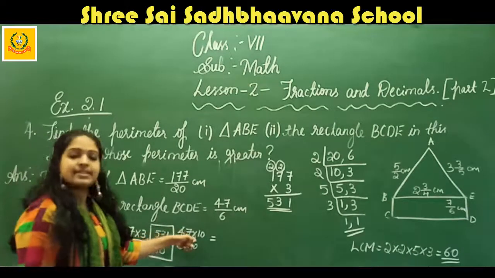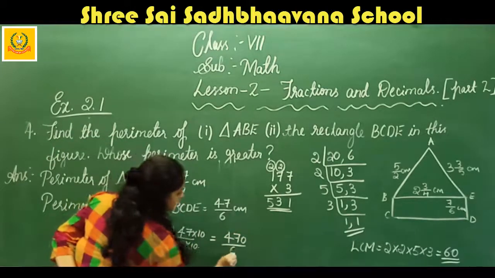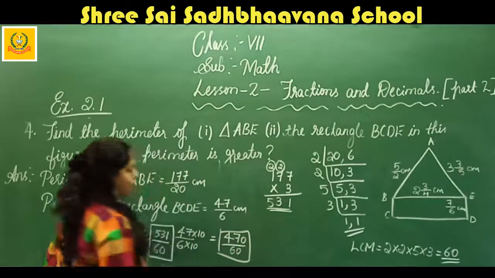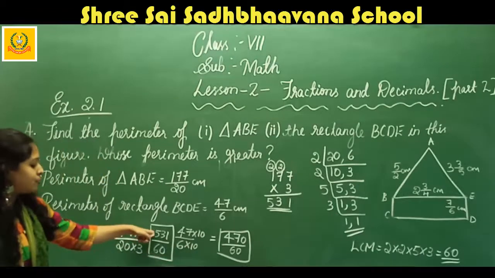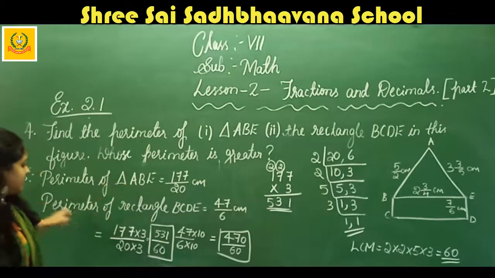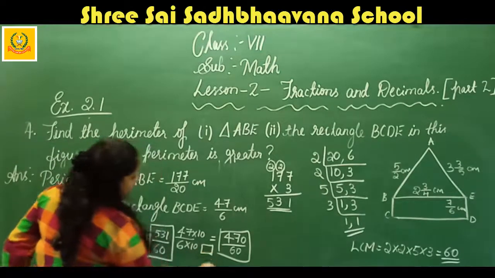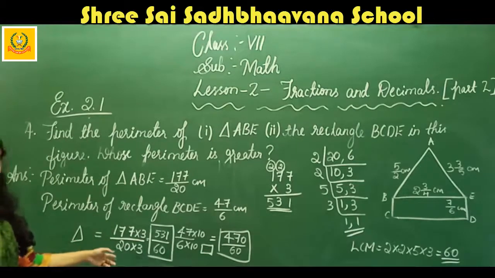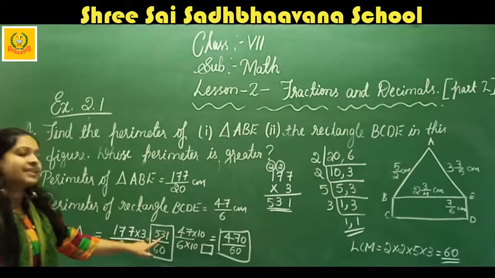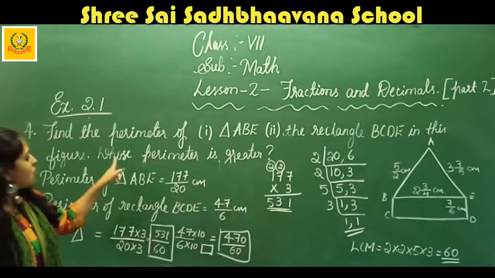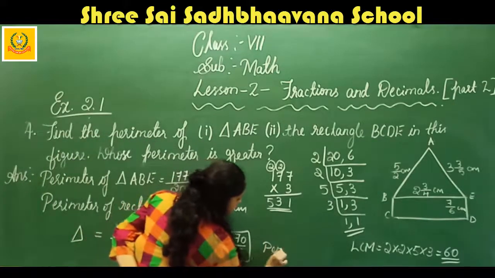And here 47 into 10, that is nothing but 470 by 60. Now you only tell me, both the side denominators are same, 60, 60, and here the numerator is 531. This is the perimeter of a triangle and this is the perimeter of a rectangle. Okay, now you tell me which one is the greatest one, triangle or rectangle, children? Perimeter of a triangle is the greatest one. Understood? Whose perimeter is greater? Perimeter of a triangle.